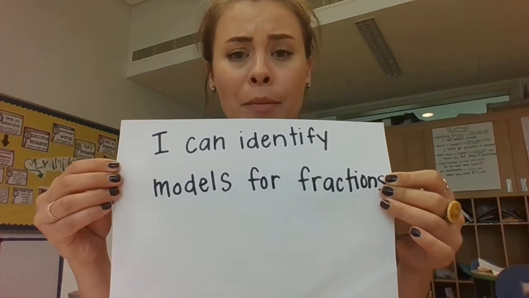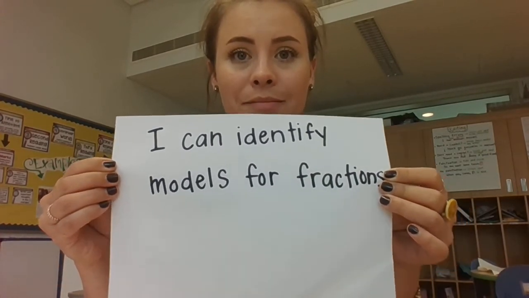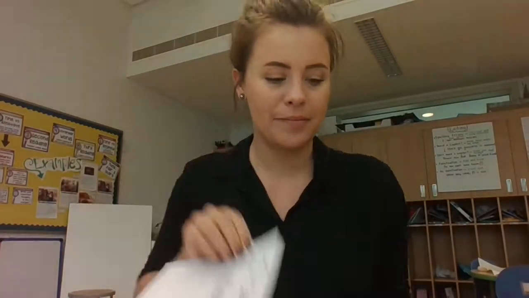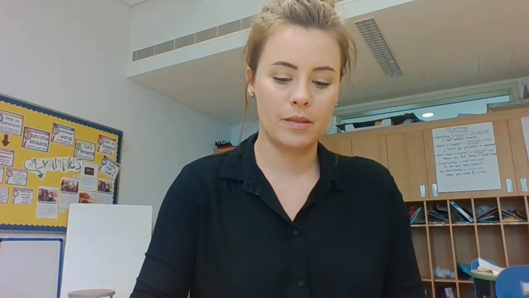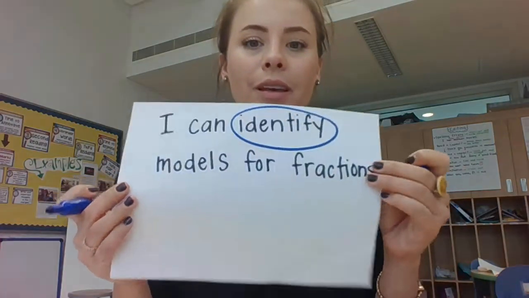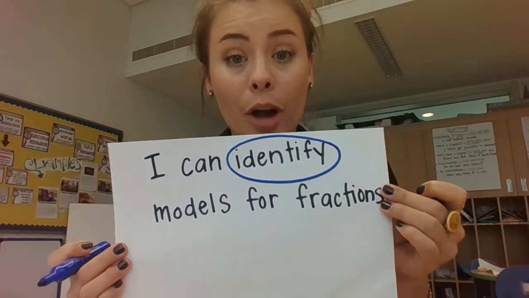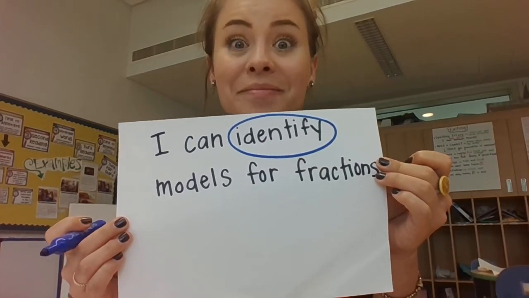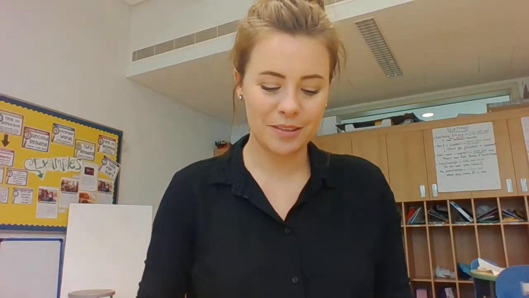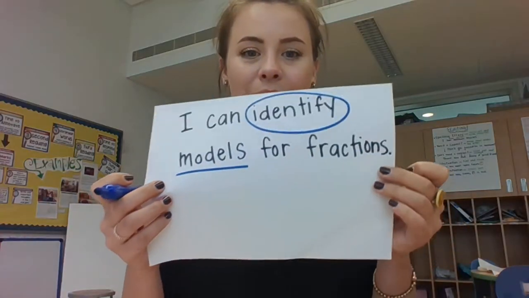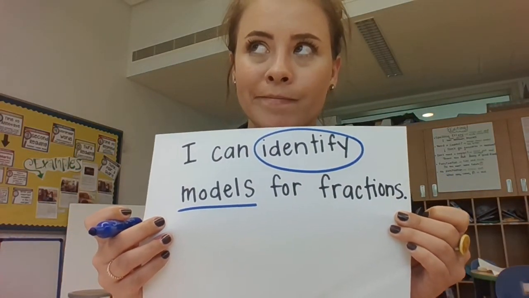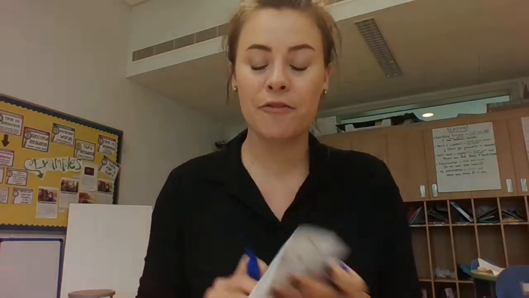Take a second and think about what the doing word is. Did you get it? It's identify. Now take a second and think about what we're identifying. It's one word. Yep, you got it. It's models. What are we identifying models for? You guessed it, fractions.